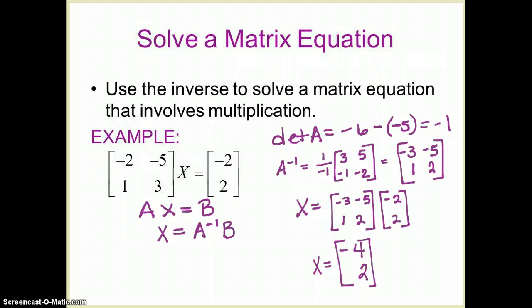And if you'd like to check your solution, you could simply multiply the matrix A by the matrix X that you just found and make sure that it comes out to be negative 2, 2 as your final matrix.